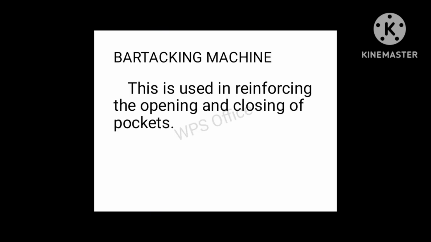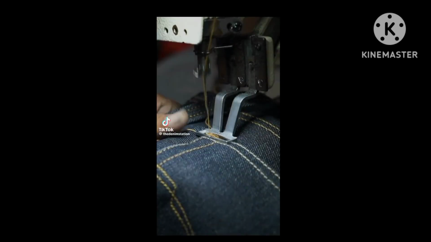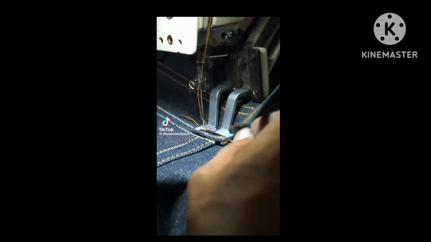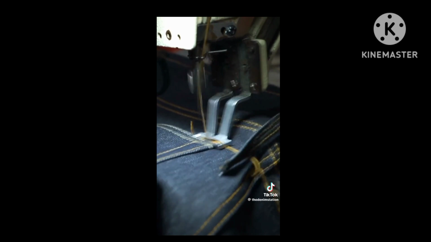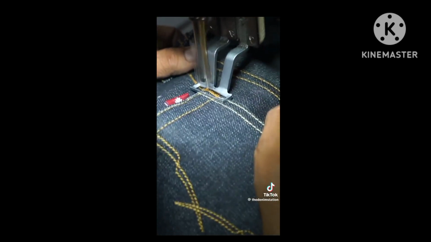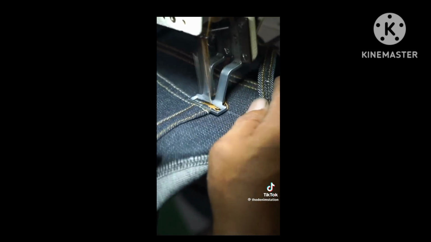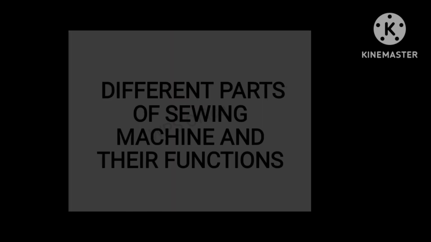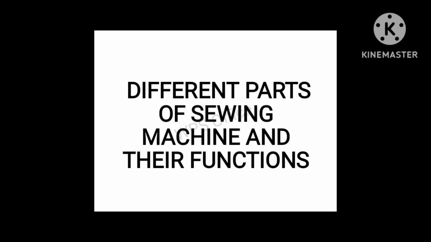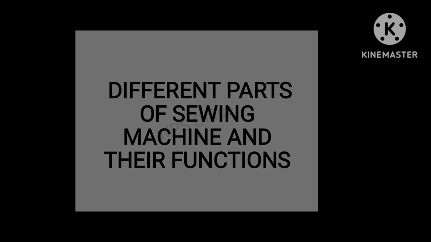So the last type of sewing machine is the bar tacking machine, which is used in reinforcing the opening and closing of the pockets. So let's proceed to the different parts of the sewing machine and their functions.